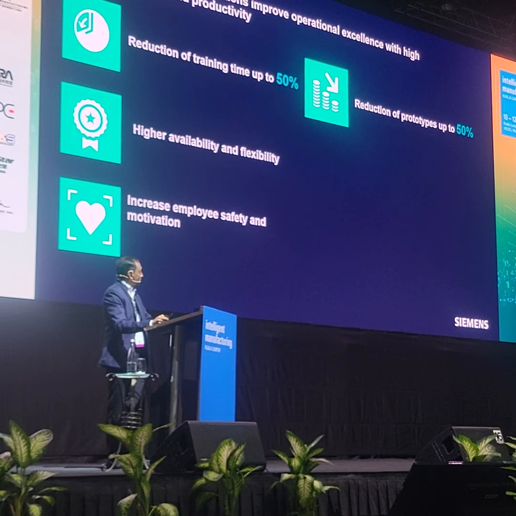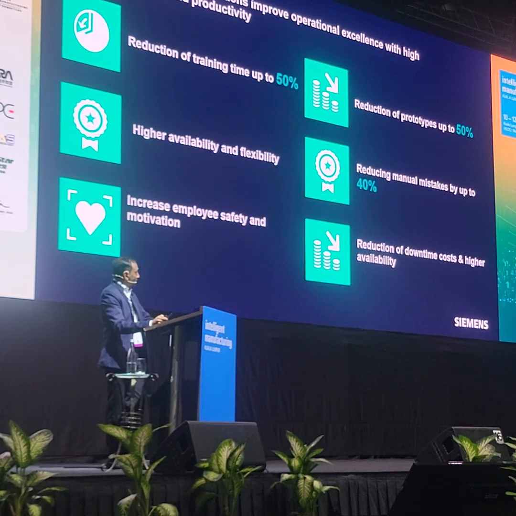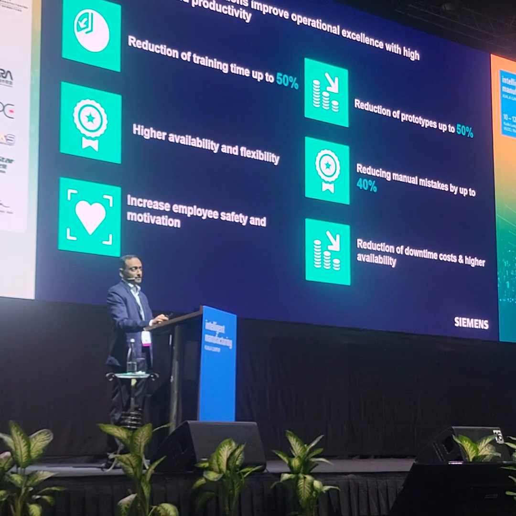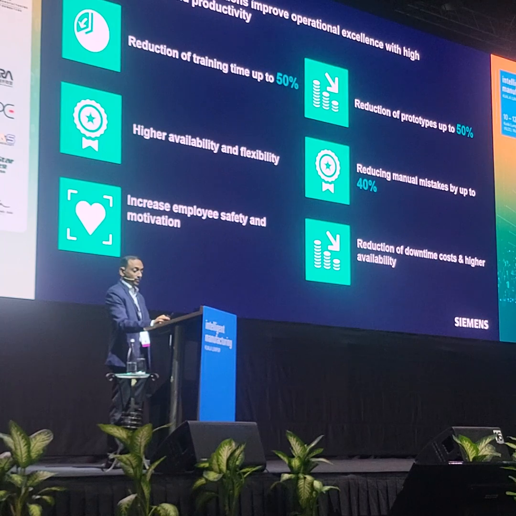You reduce your prototypes by up to 50%, you save a lot of time and money by that. You reduce manual mistakes by up to 40%. And you reduce your downtime costs and you make it high availability. The beauty with the digital twin is if there's a problem, you restart the system. Maybe change the computer, you change your screen. But if there's a problem with the actual prototype, you need to remanufacture that complete unit again. So this is really not very flexible and increases your cost.